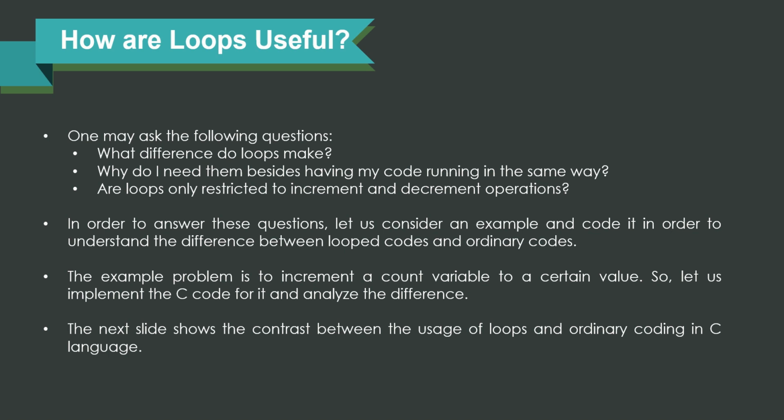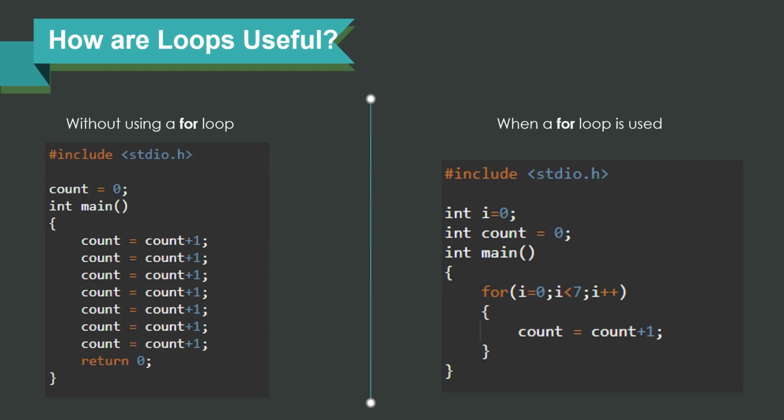The example problem is to increment a count variable to a certain value. So let us implement the C code for it and analyze the difference pretty clearly. We are going to the next slide where the contrast between the usage of loops and the ordinary C coding is clearly explained. The left is without using a for loop, the right is with using a for loop. Now count is 0. What I do here is keep incrementing the count until it reaches 7. When it is 7, I need to come out of the loop and stop the work. That's what is being done.